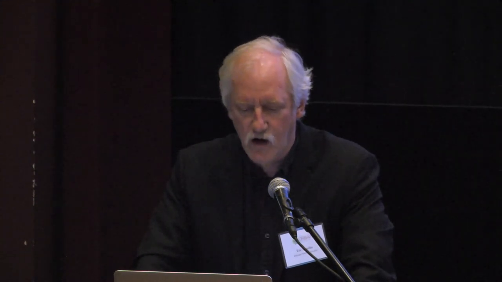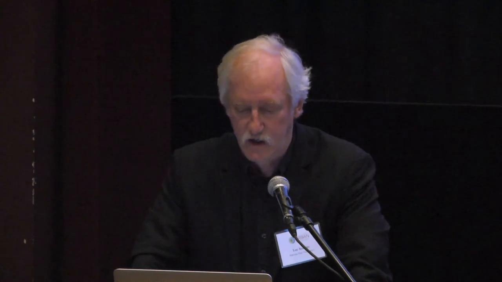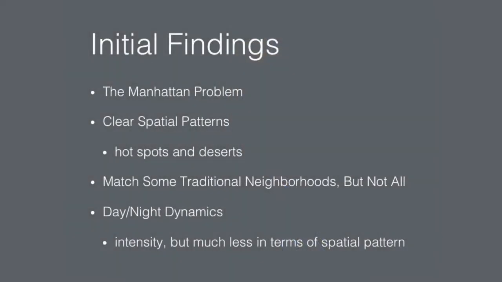What did we find? This is very beginning. I won't tell you how close to the deadline we actually came up with these results. The one issue is, this is New York City, Manhattan dominates everything. And so an obvious question is, how does this scale to other cities? How generalizable is that? We do see very clear patterns of hotspots and deserts, what I call them. There's some match with traditional neighborhoods as they are perceived, but not perfect. And there's some interesting day-night dynamics that we didn't have time to get into.